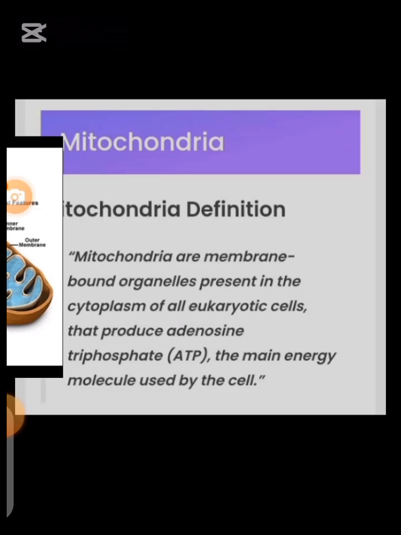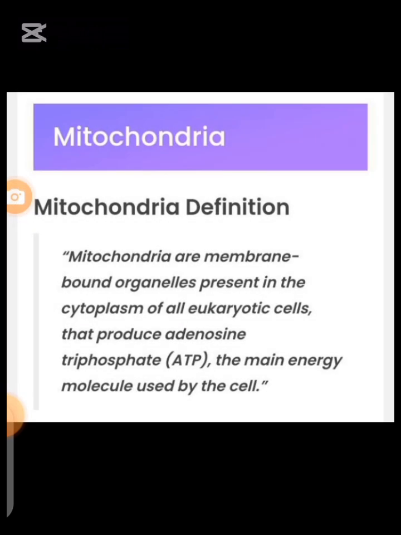The first organelle is mitochondria. If we talk about the mitochondria, it is basically a membrane bounded organelle present in the cytoplasm of all eukaryotic cells. Eukaryotic cells are those cells having a proper true nucleus. It is thought that in prokaryotes, mitochondria are absent because the energy required is produced in the cytoplasm by anaerobic respiration or by mesosomes. Anaerobic respiration means the respiration which occurs in the absence of oxygen.